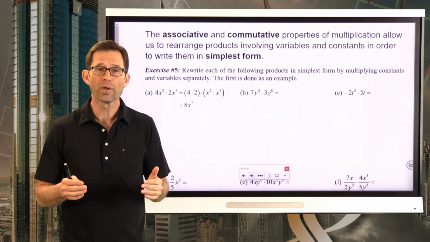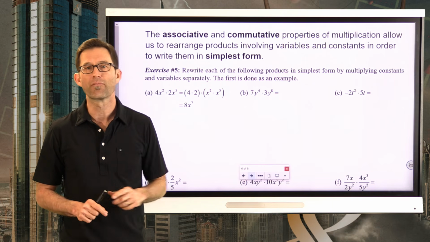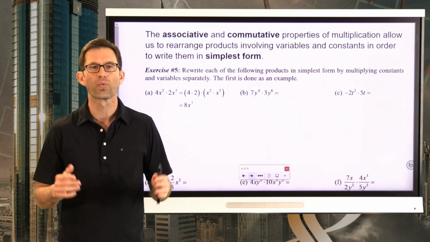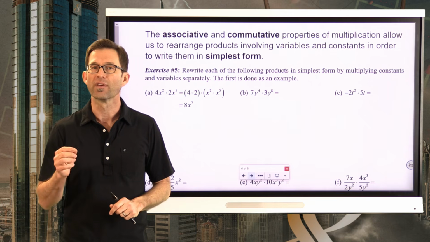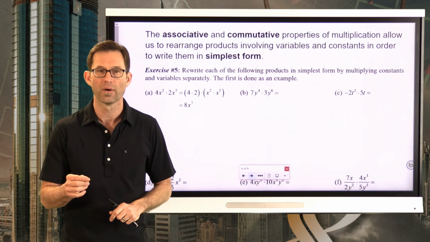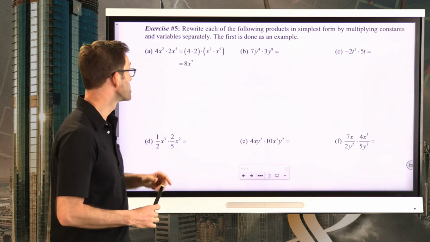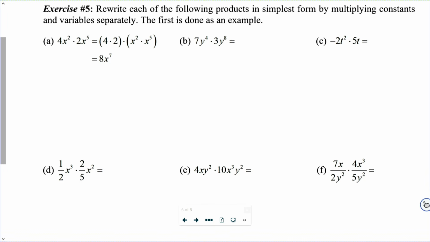Now, it's a property though that has to do with multiplication. And the associative and commutative properties of multiplication allow us to rearrange products involving variables and constants in order to write them in simplest form. All right, so let's take a look at that in exercise number 5. Rewrite each of the following products in simplest form by multiplying constants and variables separately. The first is done as an example.